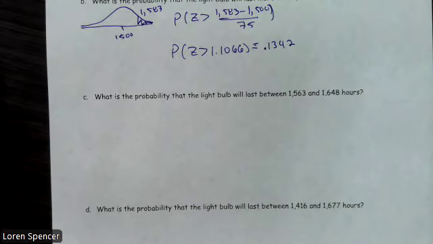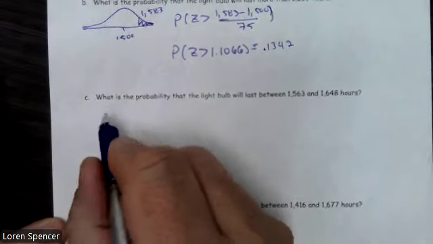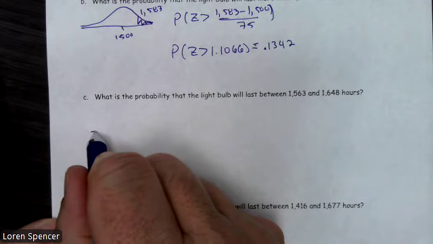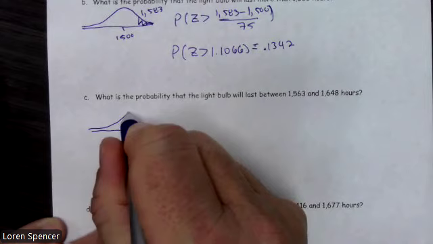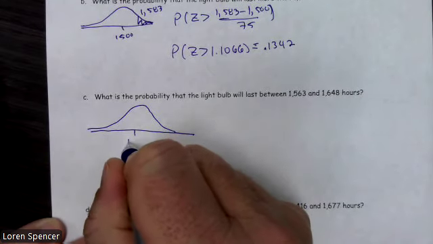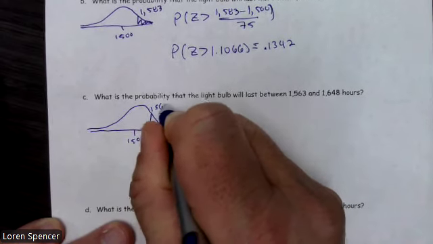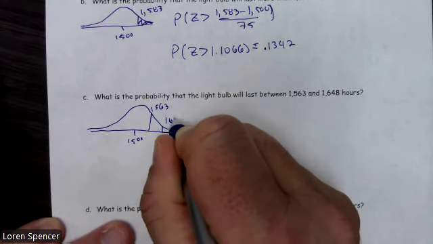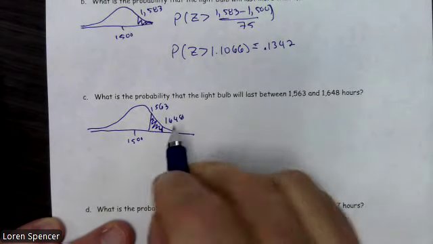What's the probability that the light bulb will last between 1563 and 1648? All right, so I'm going to do it the long way first because this is the way you need to do it if you're taking an FRQ test, because you have to show everything. So my mean is 1500. This is 1563. This is 1648. We're shading here. So we always start with a high one.